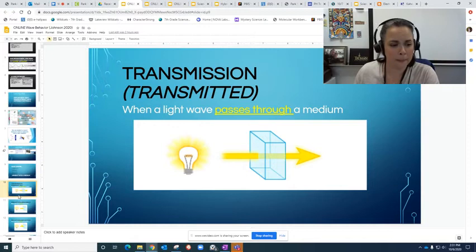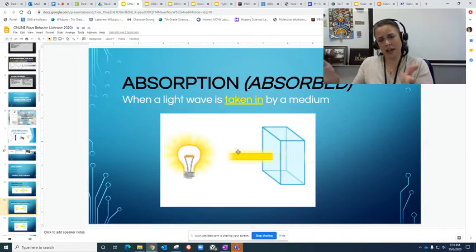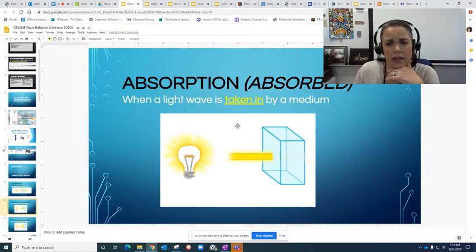Light is transmitted. Option 2 is that the light is absorbed. And so that would be when a light wave is taken in by a medium. And you can see here in this picture that this light is not passing through the medium. This light is being absorbed by the medium. And we see this a lot. So, that would be like if you shine light on a block of wood, well, that light's not going to shine through that block of wood, and it's going to be absorbed by it.